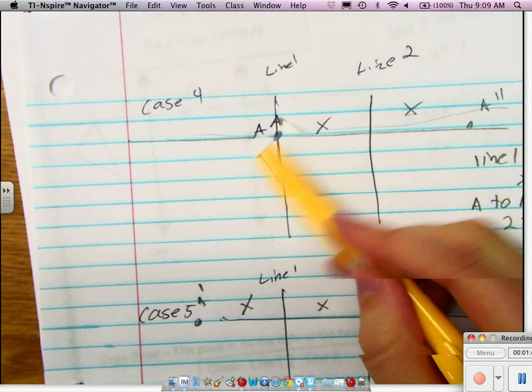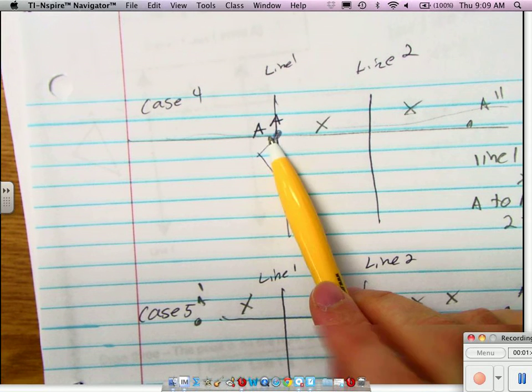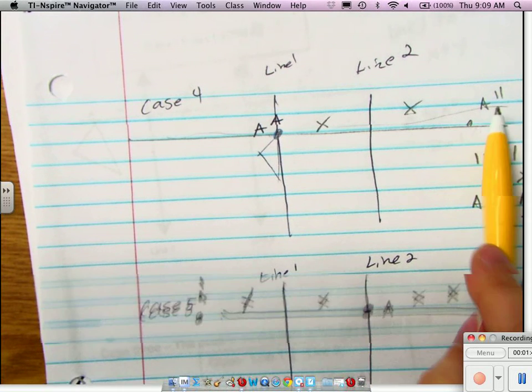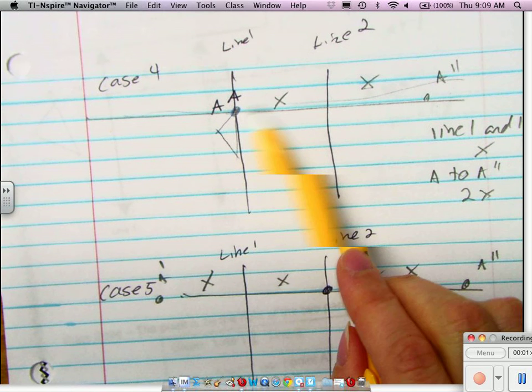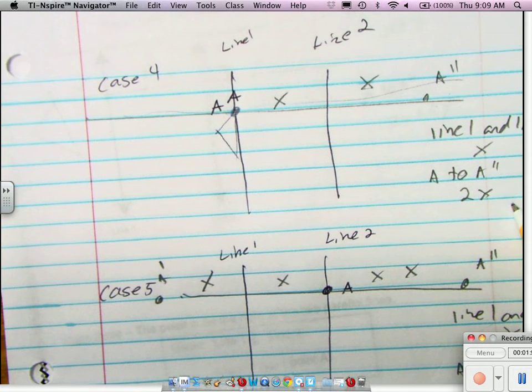Next, we're looking at case 4, where A is on line 1. We reflect A over line 1, and it stays in the same spot. We reflect A over line 2. We get A naught naught. So the distance between line 1 and line 2 is x. Distance between A to A naught naught is 2x.